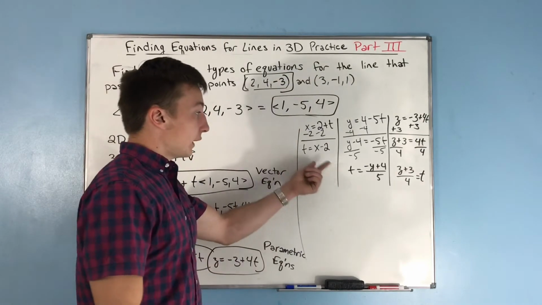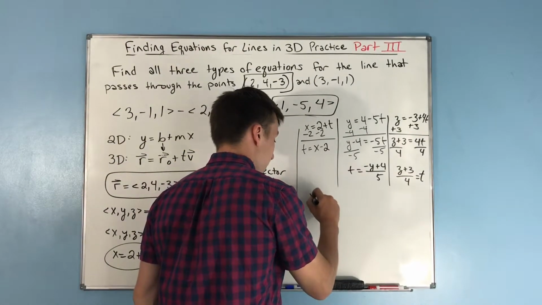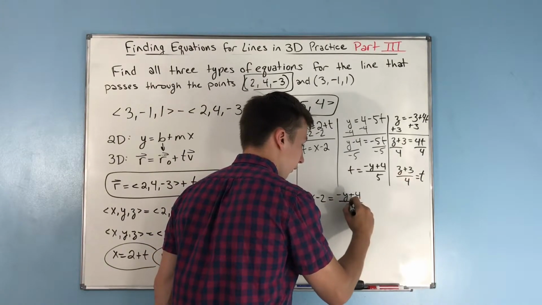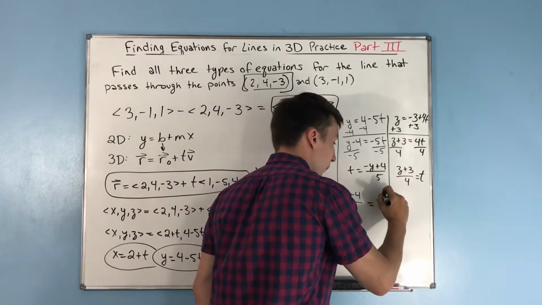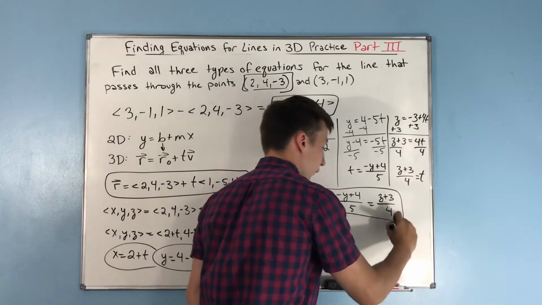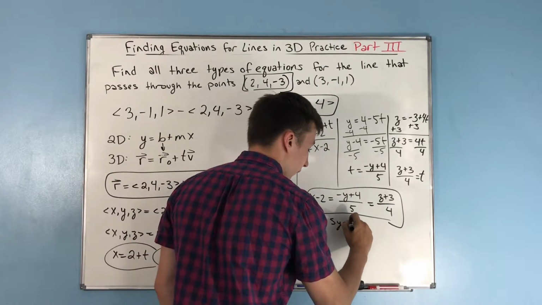Now we can set all these things equal to each other. We get x minus 2 equals (-y plus 4) over 5, and that equals (z plus 3) over 4. That is the symmetric equations.